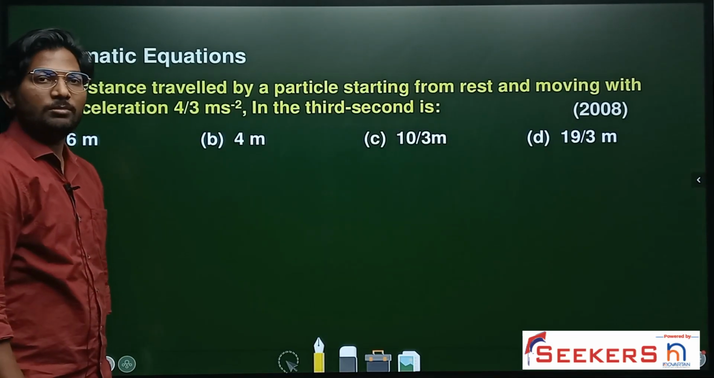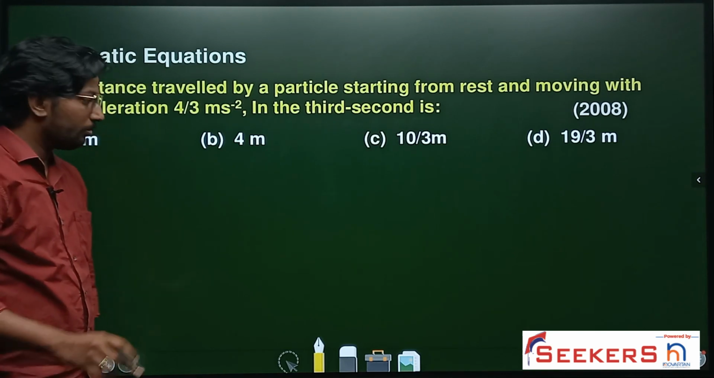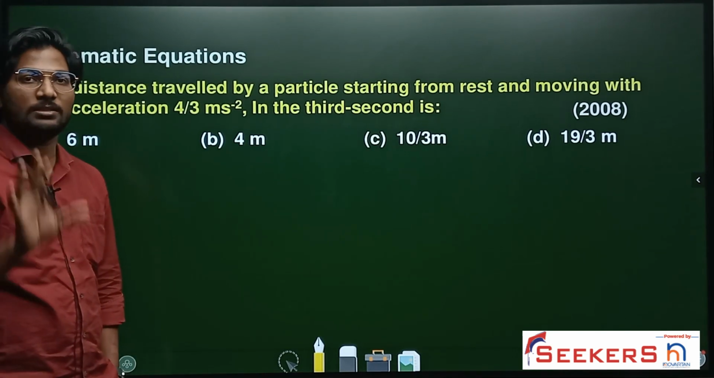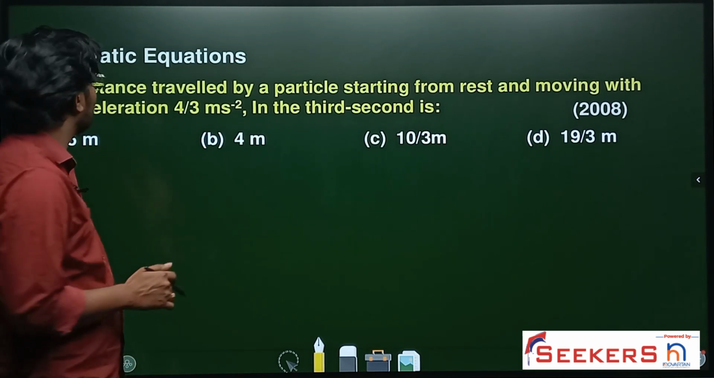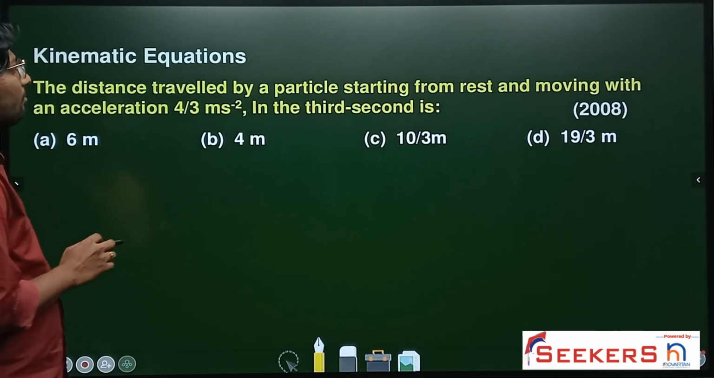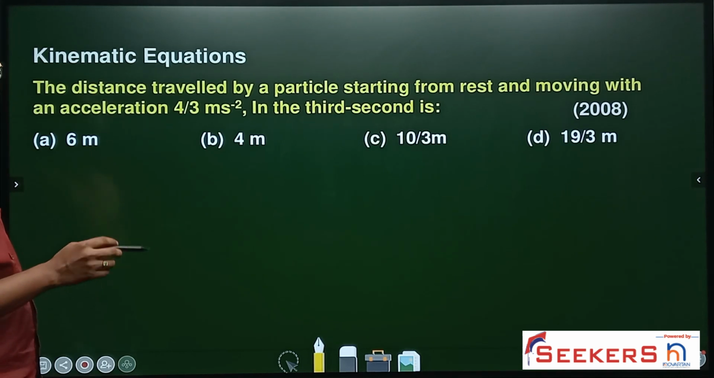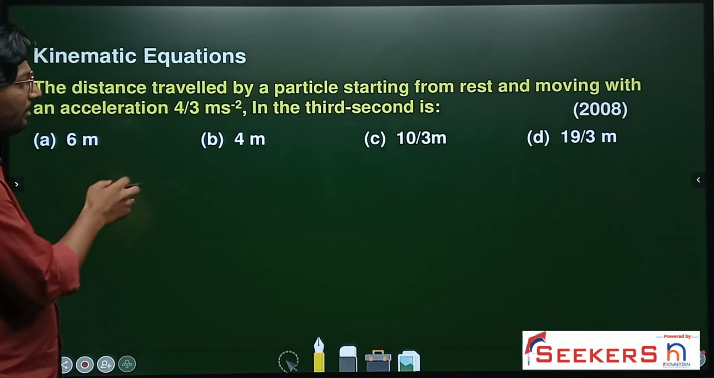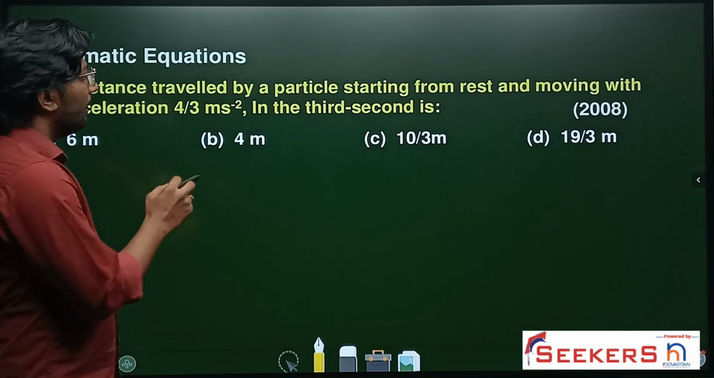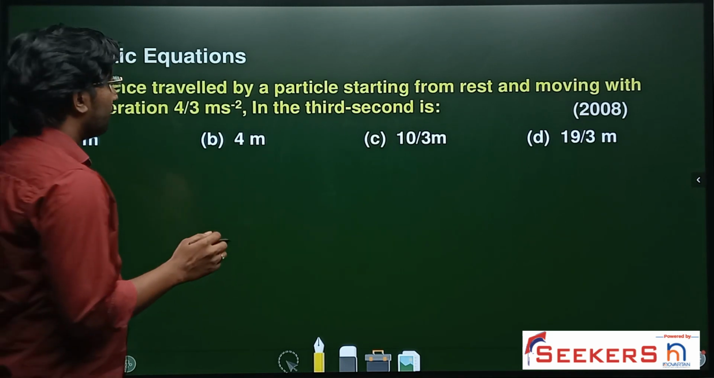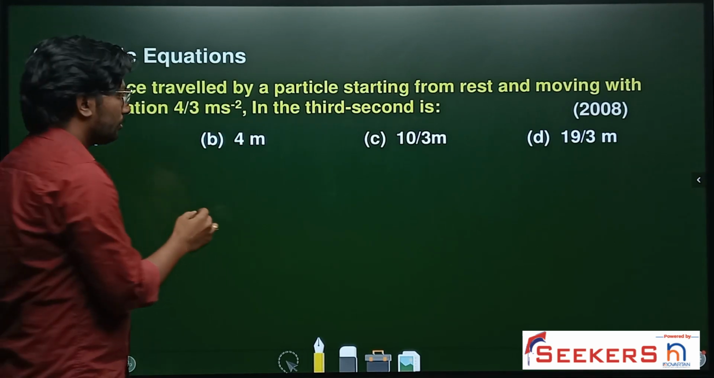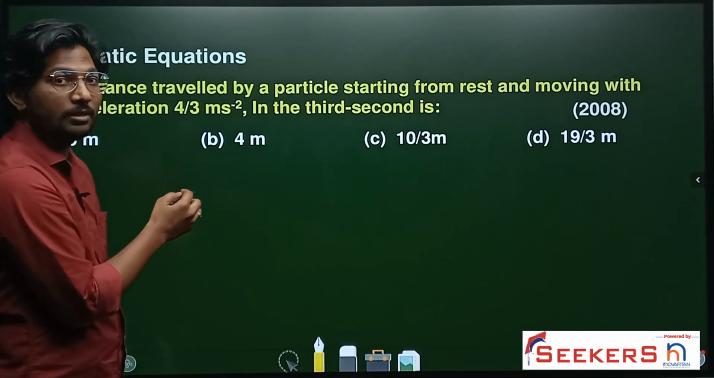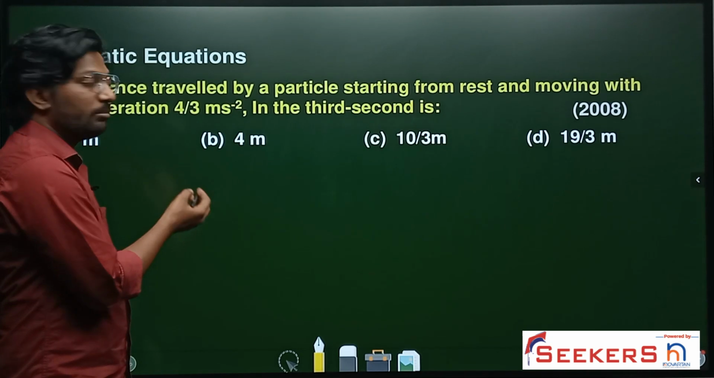So let's do some questions based on kinematic equations. In the previous slide we saw the necessary equations relevant for this. We will see some previous year questions based on this. So the question says, distance traveled by a particle starting from rest and moving with an acceleration 4/3 meter per second square in the third second is. So first of all they are saying the acceleration is 4/3, which is a constant. So we can know that this question can be sorted out using the kinematic equations.